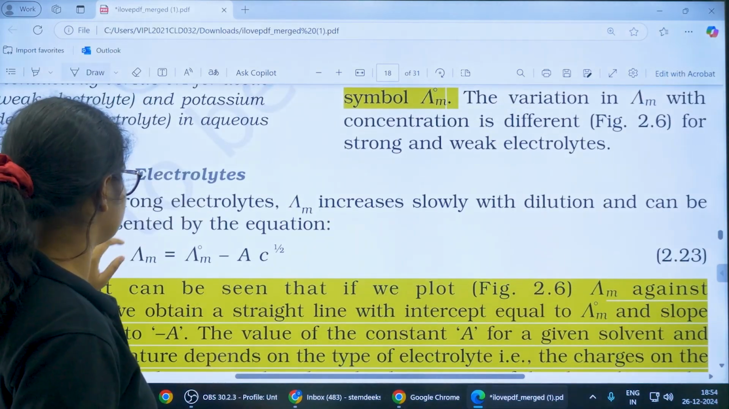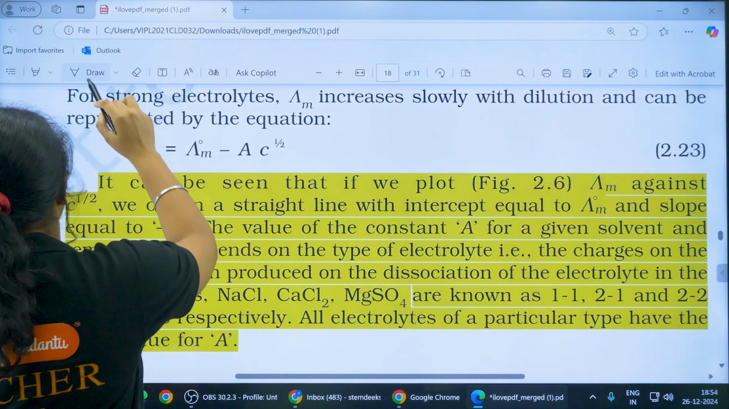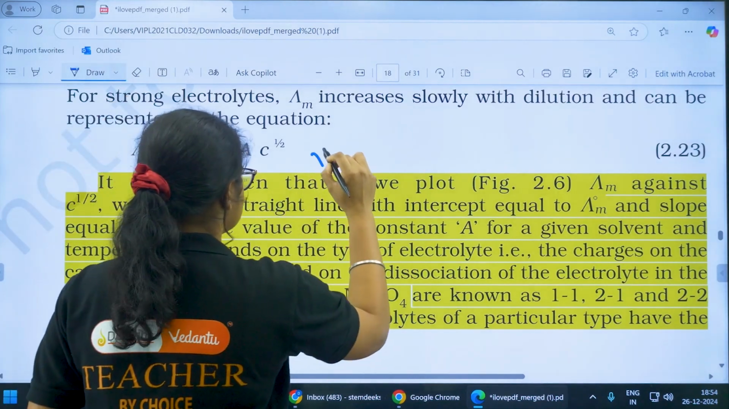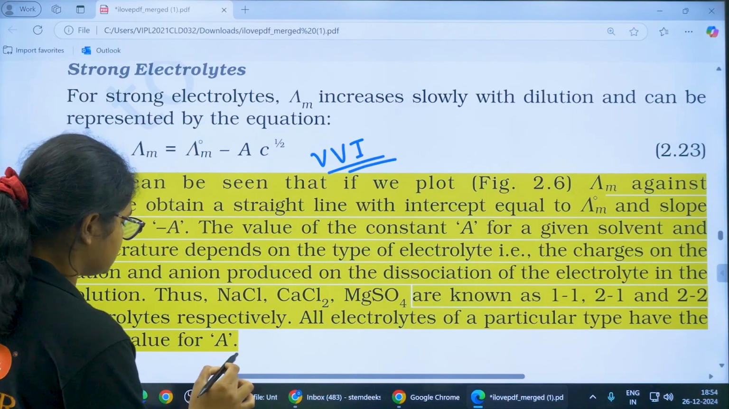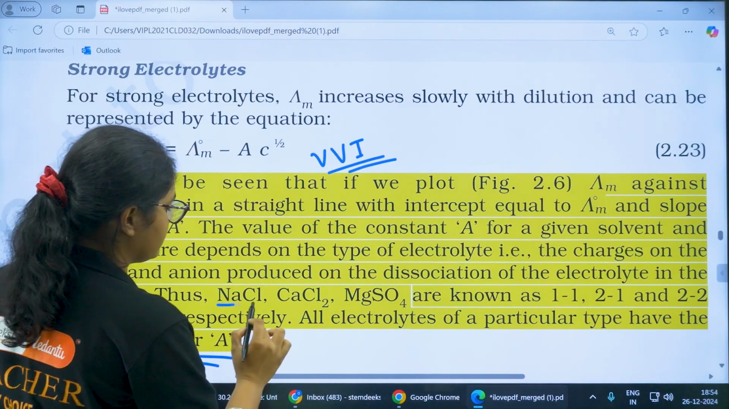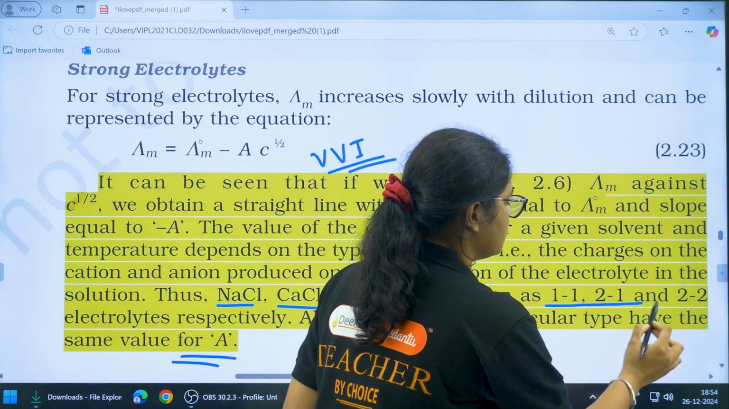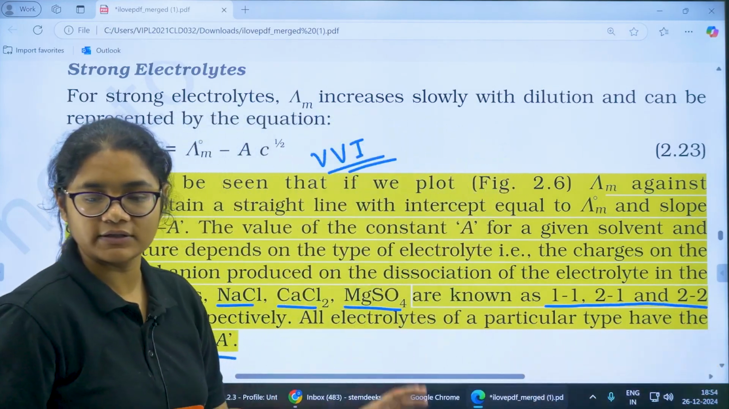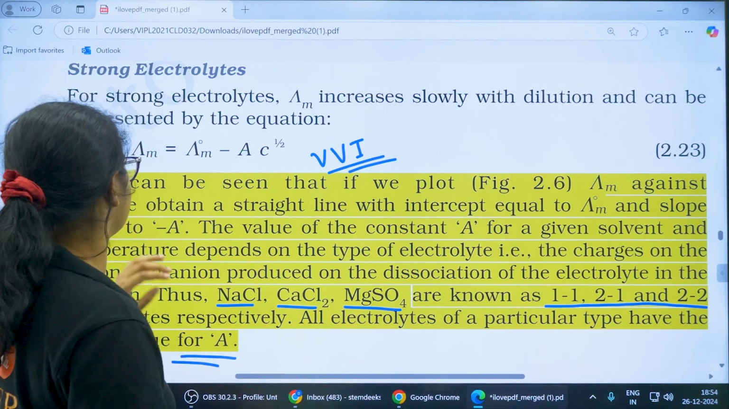And then we have strong electrolytes. This paragraph is very important, regarding the types of electrolytes, so please learn it, especially what this A is, what these electrolytes are. What do you mean by 1,1, 2,1 and 2,2 type of electrolytes? These are very important. Please learn this and understand this paragraph properly.